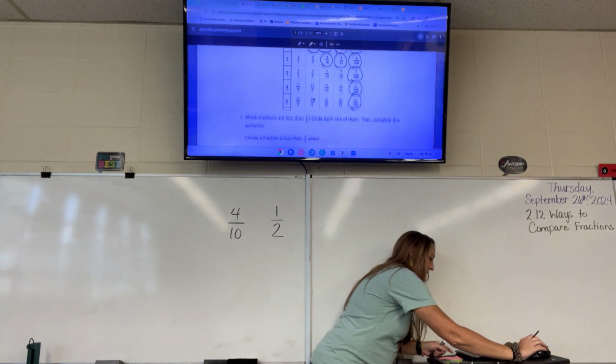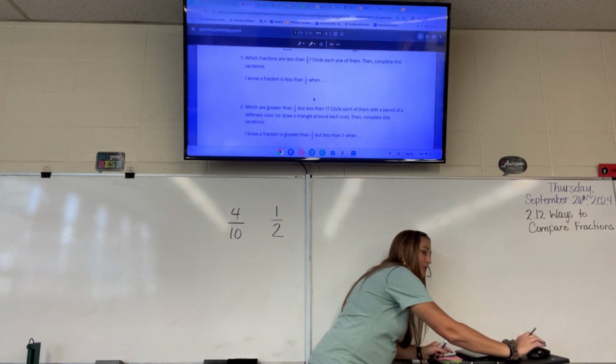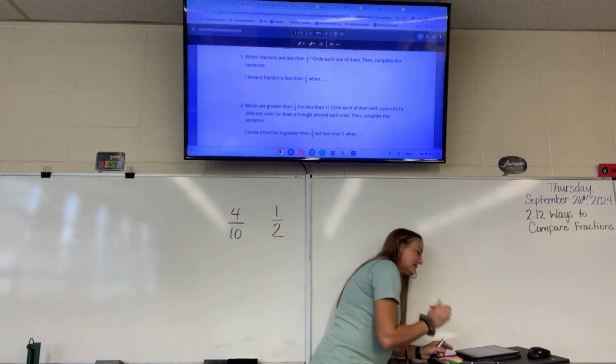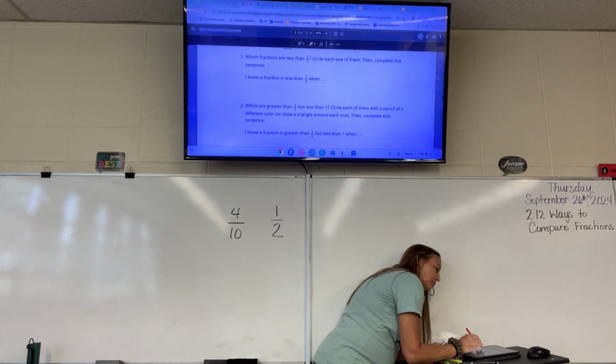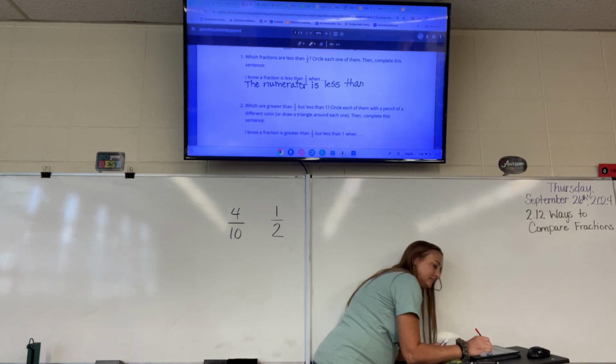So copy this down. We don't have a lot of writing, but you've got to keep up if you want to get on fractions. So under number 1, write the numerator is less than half of the denominator.